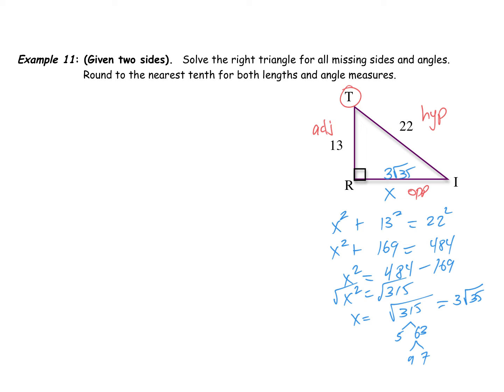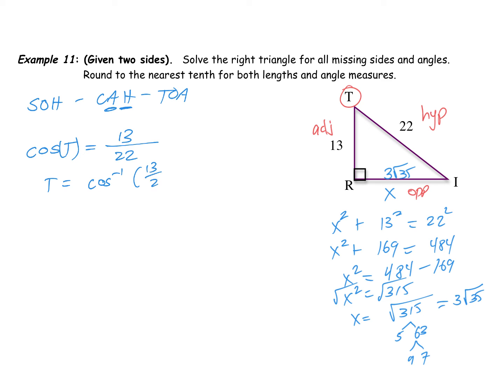You can use whichever trig ratio you'd like. I am going to focus on the integer numbers, so I'm going to focus on the adjacent and the hypotenuse. If I think about SOHCAHTOA, and I want the ratio that has adjacent and hypotenuse in it, I will use cosine. So cosine of angle T is the length of the adjacent side, which is 13, over the length of the hypotenuse, 22.